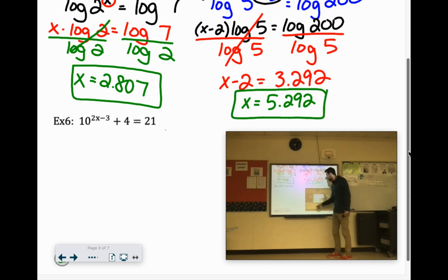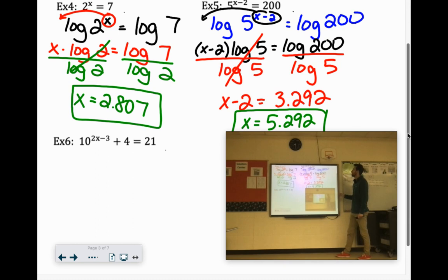We should double check it. The original equation, 5.292. So let's see, 5.292 minus 2 is 3.292. So 5 to the 3.292 power gives us 199.99. That's pretty darn close to 200.